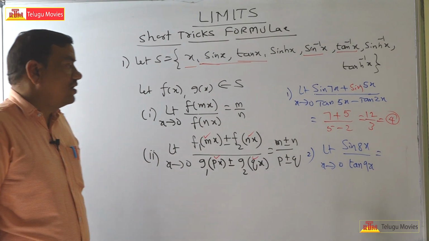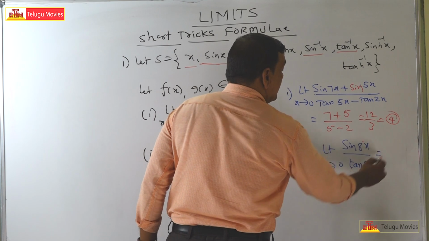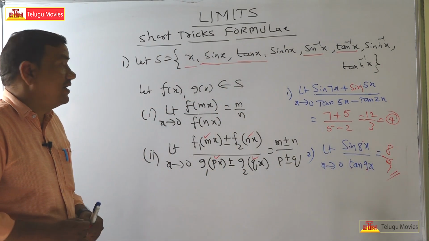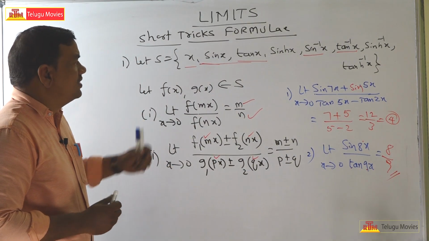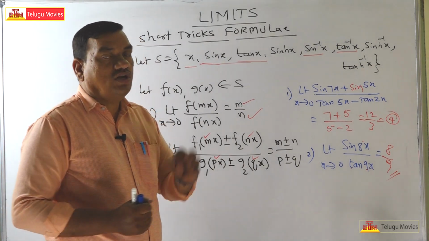Very short trick formula. Another one is sin 8x by tan 9x, the answer is simply 8 by 9. That means this is the m by n formula. So very nice short trick formula. There are some more short trick formulas, so let us see that.